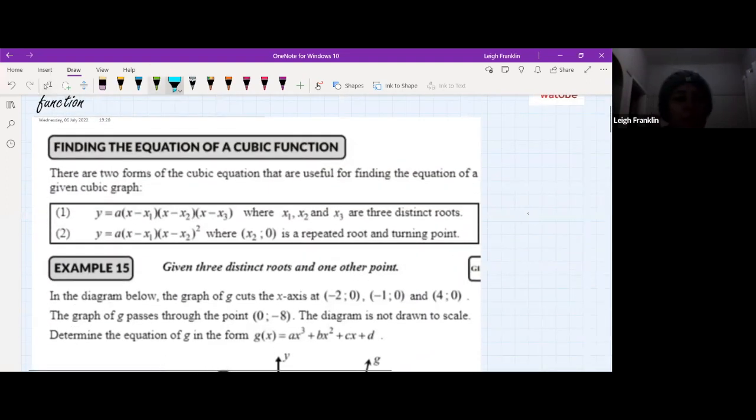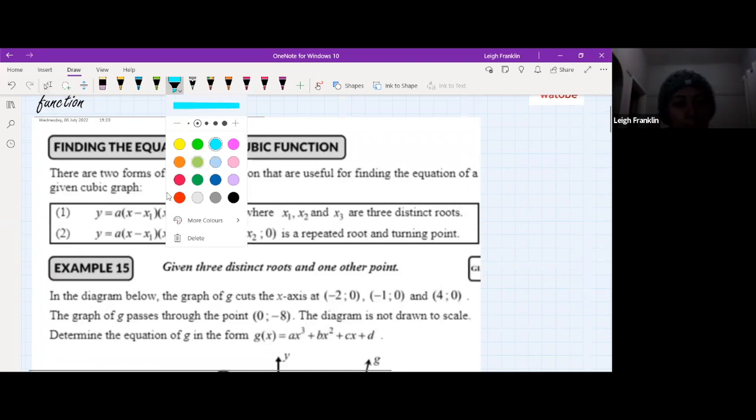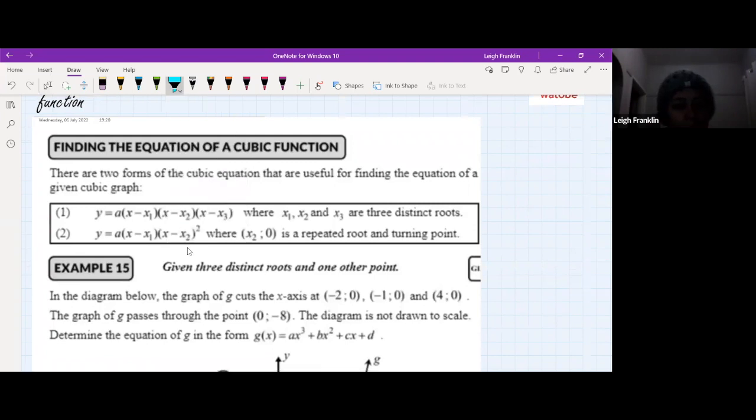So the first one is this one over here, where the roots are three distinct different roots. In this case, we are given three distinct different roots and one other point.